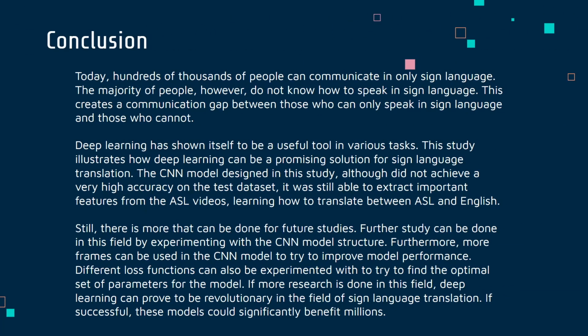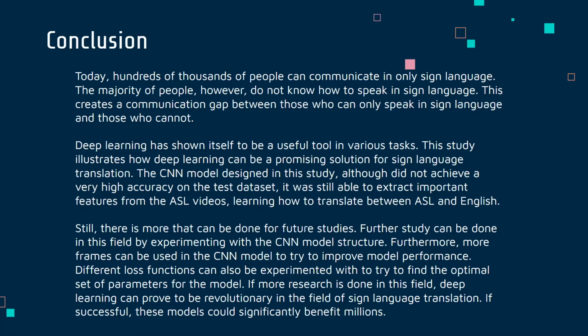So to conclude, today, hundreds of thousands of people can communicate in only sign language, while the majority of people cannot, creating a major communication gap. Deep learning, however, has shown itself to be a useful tool on various occasions. This study illustrates how deep learning can be a promising solution for sign language translation. Although the 3D CNN model in this study did not achieve a very high accuracy, it was still able to extract important features and translate numerous ASL words to English. Still, there's more that can be done.